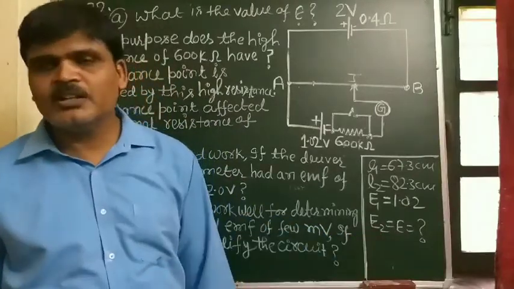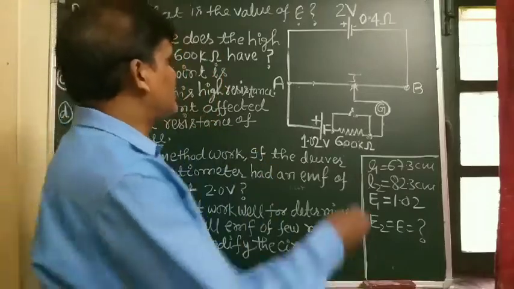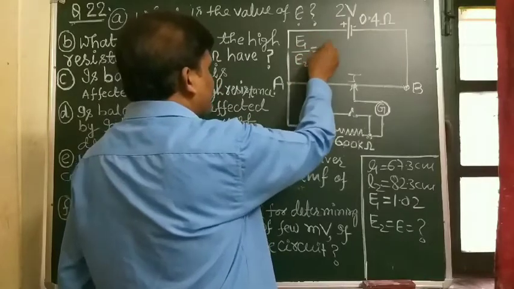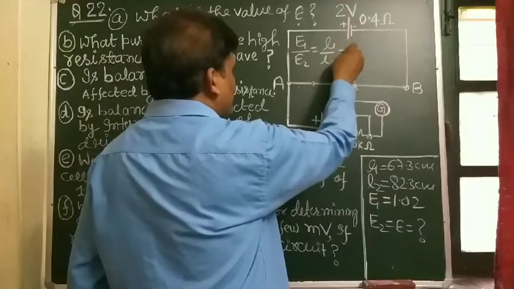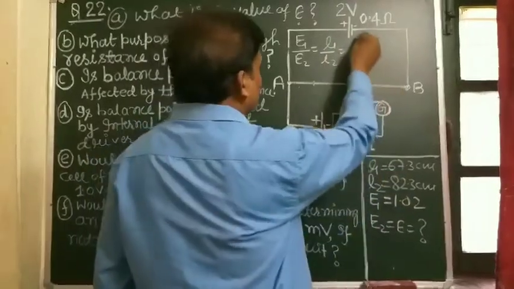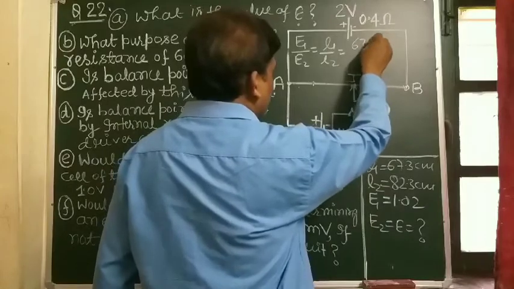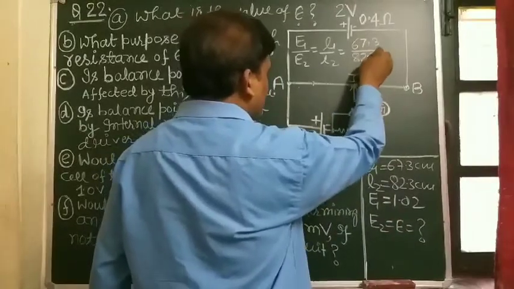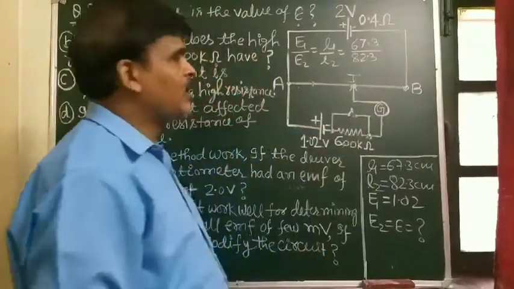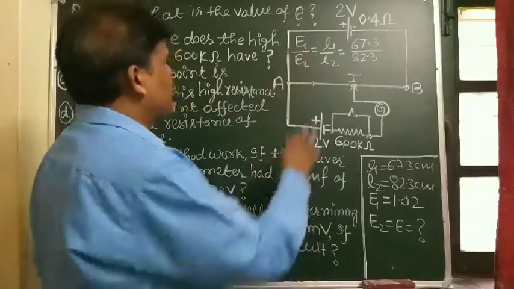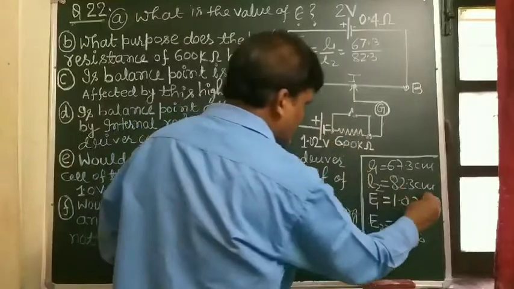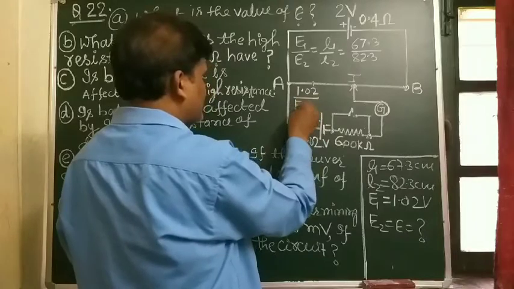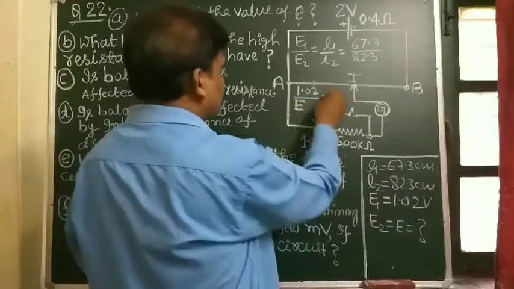We use the formula E1 by E2 equals L1 by L2, similarly to find the value of E. Here L1 is 67.3 and L2 is 82.3 centimeter, and E1 is 1.02 volt, and E2 is E.